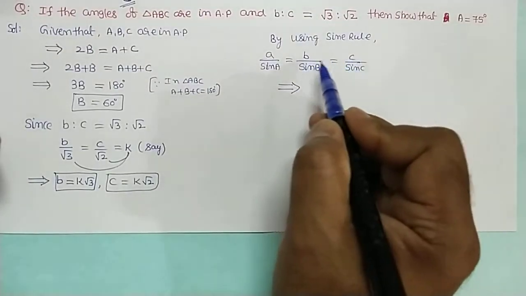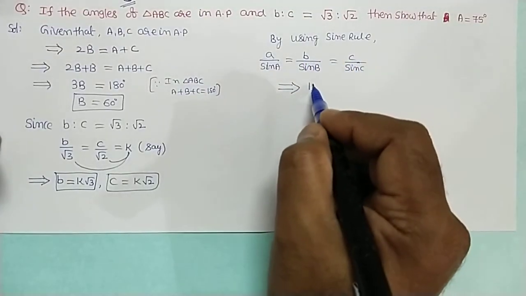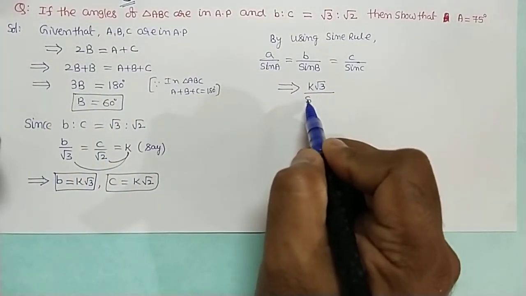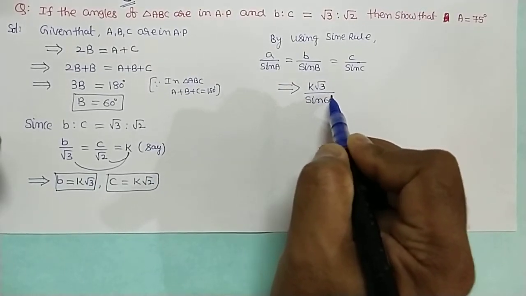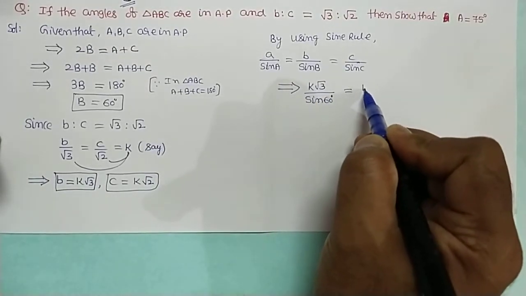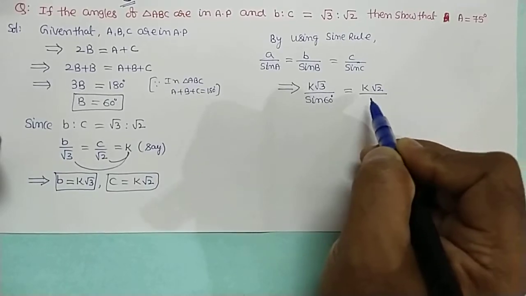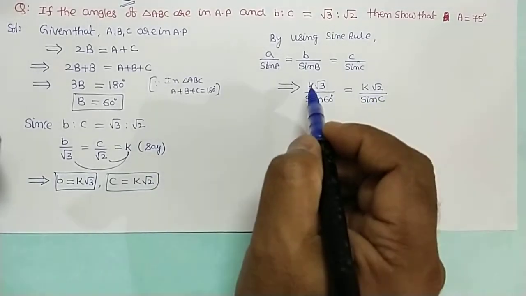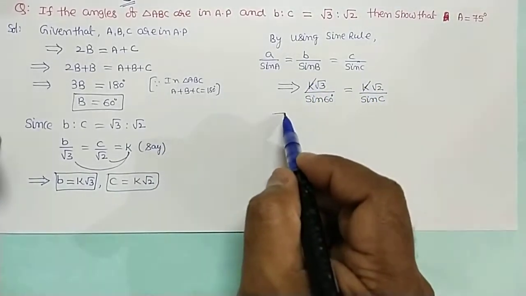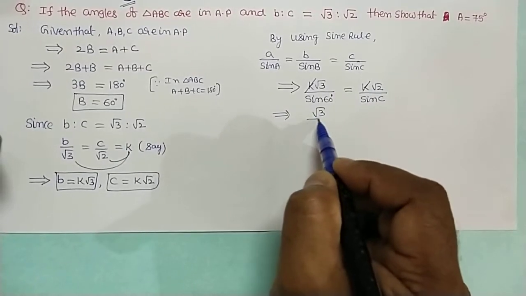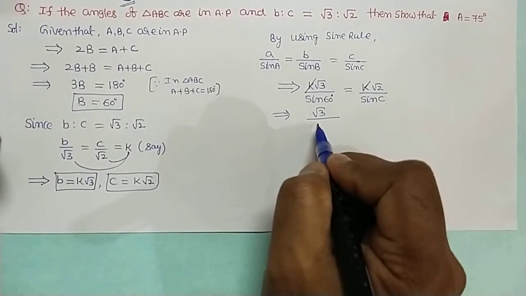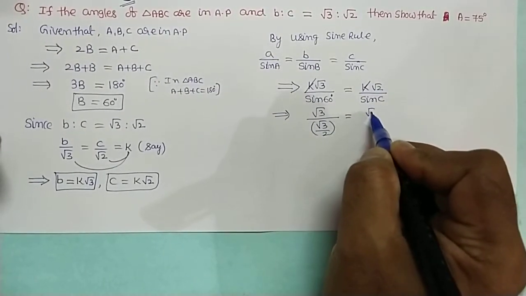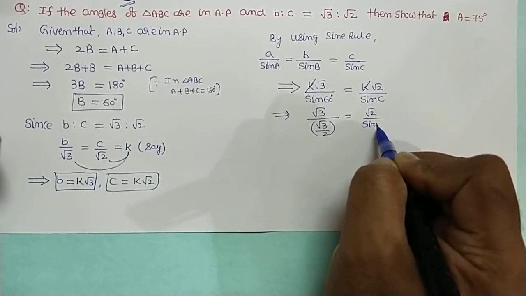You have to consider only these two. In place of b, substitute k root 3, divided by sine 60, the B value we got, equal to small c. The c value is k root 2 divided by sine c. We don't know the c value. So on both sides k gets cancelled, and root 3 divided by sine 60. Sine 60 is root 3 by 2 only, no? Is equal to root 2 divided by sine c.